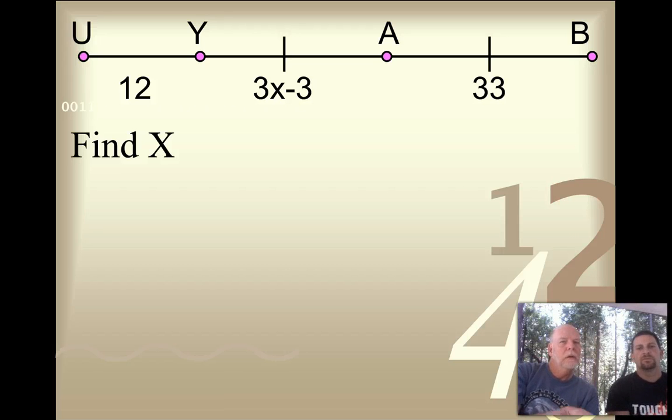Now, what are these other line thingies here, Mr. Vidal? Well, those hash marks, guys, we're going to use those quite a bit, and those are another way to say congruence on a visual representation of a picture. So when you see that single hash mark there, that means that segment YA is congruent to segment AB. So here you just have to think about that. If YA is equal to AB, we know that YA is 3x minus 3, and we know that AB is 33, so we can set up an equation there to figure out what x is, and I mean, real simple.